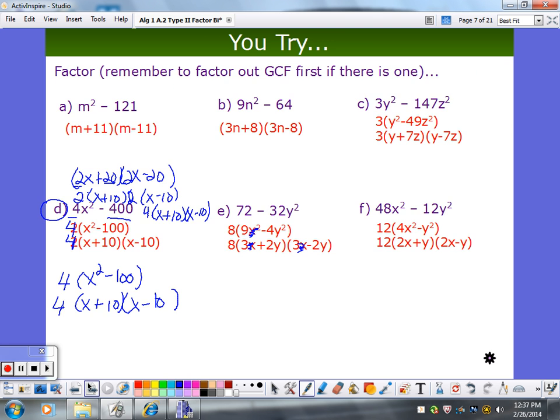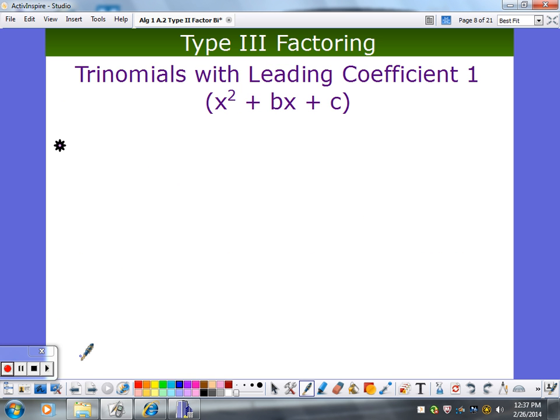Let's try type 3. Again, these different types are asking you to look for certain patterns. Type 3 is asking you to look for a trinomial. Remember those? 3 monomials. And they look like this. You have an x squared.